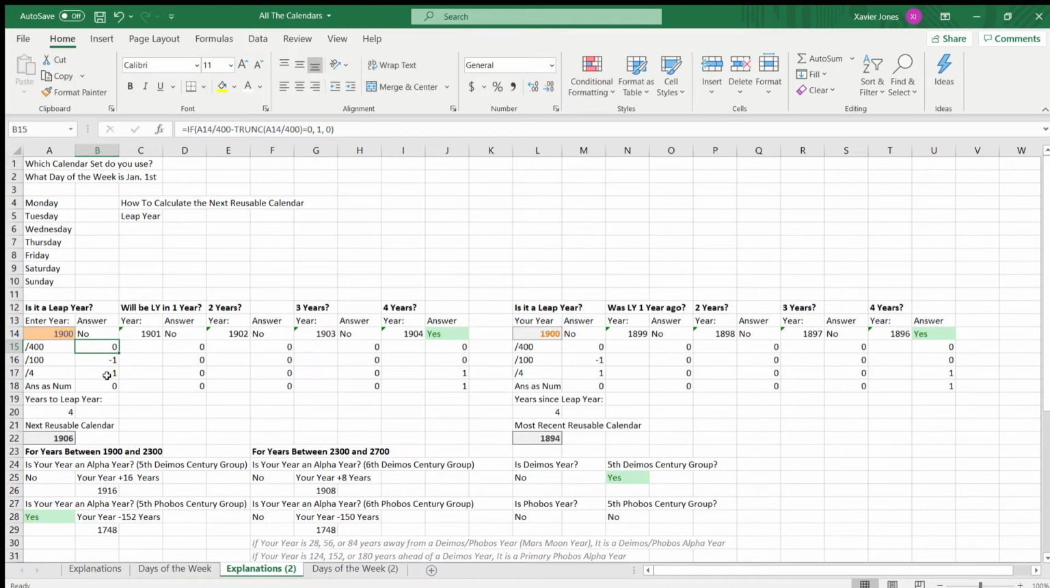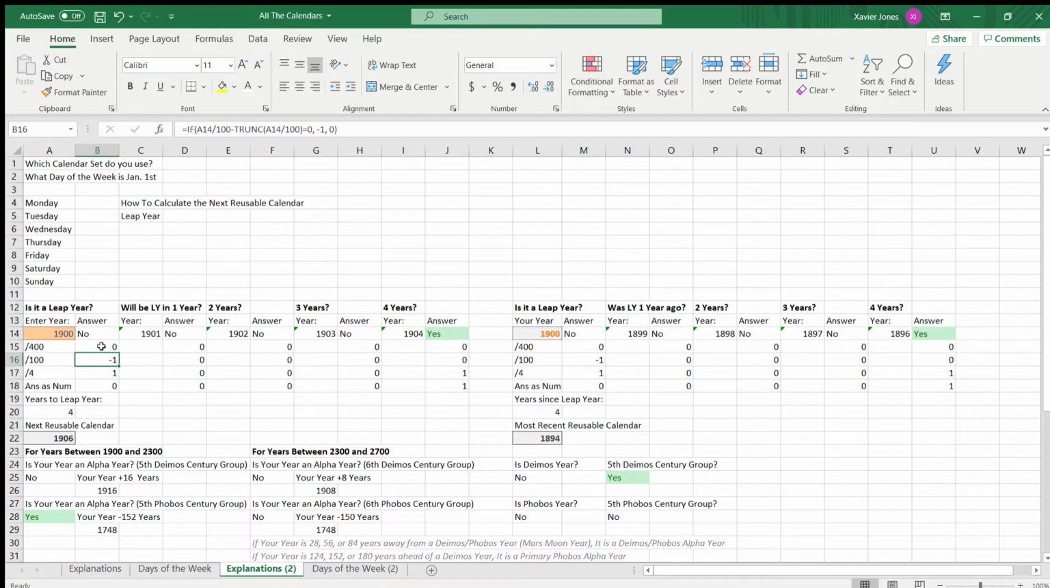Now that we have 3 different entries and 3 different possible values, we want to see if our number is going to equal 1 for our sum. Right here we have a sum, and we add our 3 different values right underneath it: our B15, our B16, and our B17. If our value is equal to 1, then the answer is yes. If it is not equal to 1, then the answer is no. And that makes sense, because for the case of the year 1900, we have -1 plus 1 plus 0.